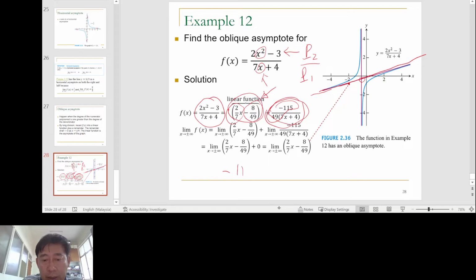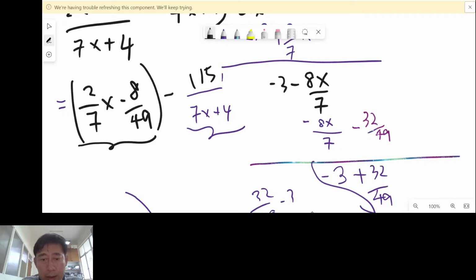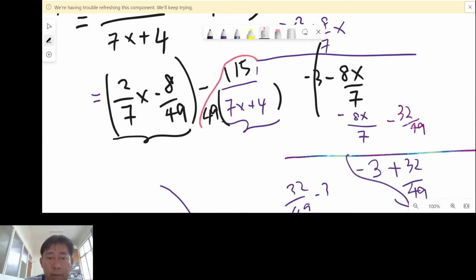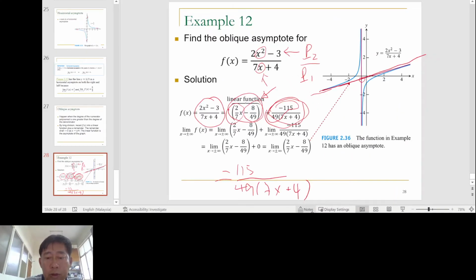The residual function that I meant here is a constant divided by 49 and 7x plus 4. Okay, so here then this is a number where I think there's a factor of 49 downstairs, which I have forgotten. Okay, so anyway, the number 115 over 49 is just a number, but what is important is that you always get a residual function which is in the form of a constant divided by the expression of the denominator function in the rational function.